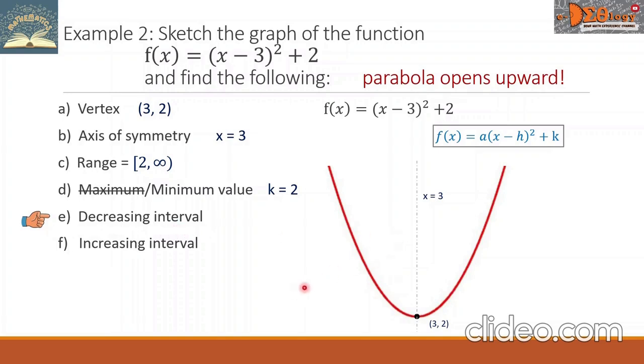Now, letter E, decreasing interval. We can see that if we read this graph from left to right, from this point up to the value of x equals 3, the graph is going down. So, this is decreasing on this interval. So, the decreasing interval will be from negative infinity up to positive 3. And then, from 3, it goes up, going to the right side. That will be the increasing interval. So, we write from 3 up to positive infinity. These are now the answers.